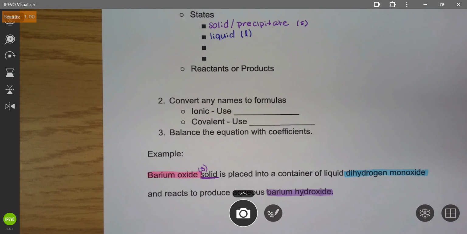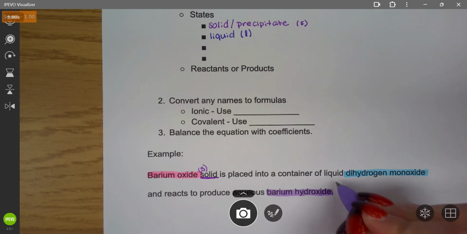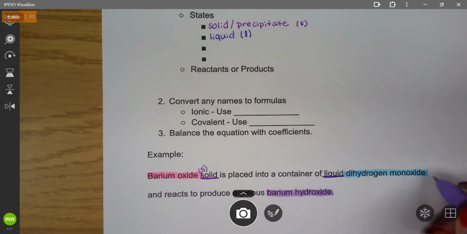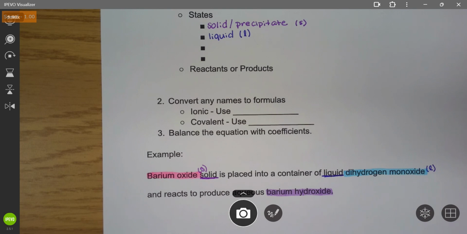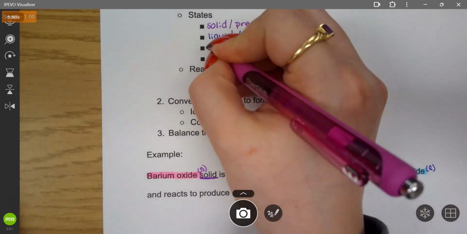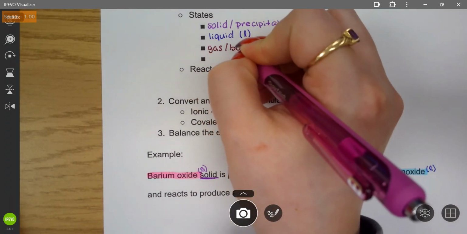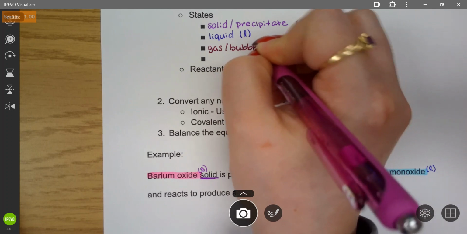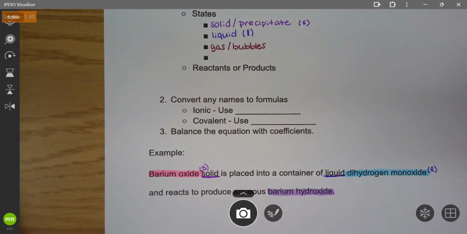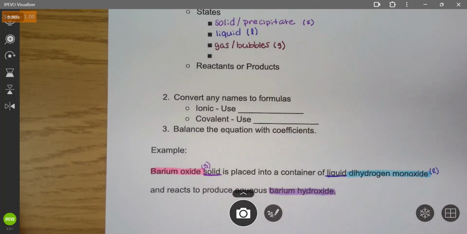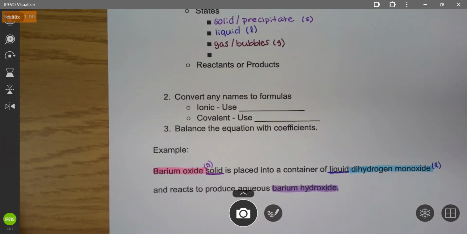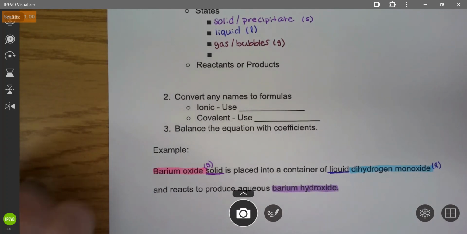So when we look through, barium oxide solid is placed into a container of liquid dihydrogen monoxide. There's our word liquid. So that tells us the state of matter for this substance is liquid. And I'm going to use a little L with that substance. Then I can have a gas substance. I can have gases, also known as bubbles, when we see those chemical reactions occurring. So if you see something described as having bubbles made, that's a sign of a chemical reaction as well, which we will abbreviate as a G. I don't see gas or bubbles anywhere in our sentence, so I think we're good on that front.